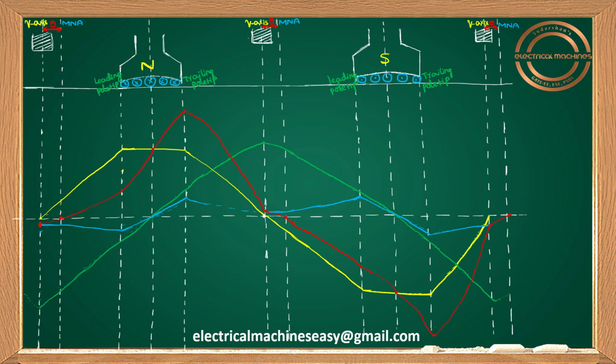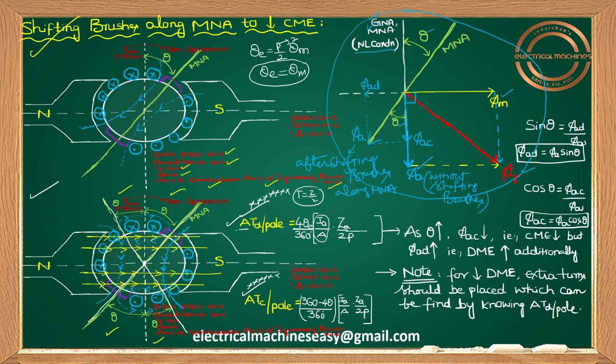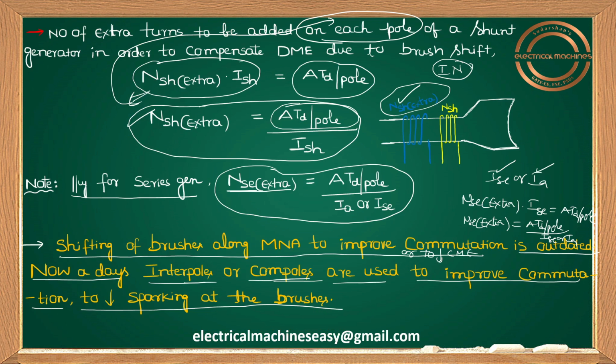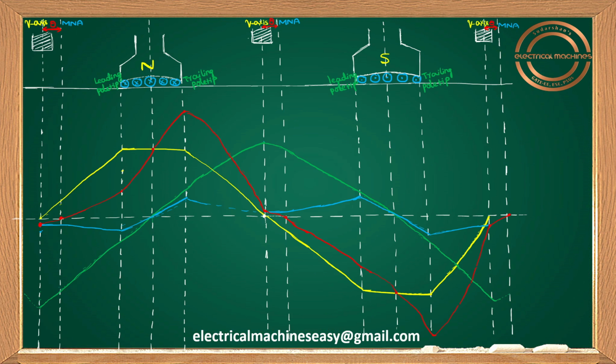After explaining that portion, I think we can go for interpoles and compensating winding. I told you already, compensating winding is used to reduce the DM effect. Interpoles are used to reduce CM effect. Okay, we'll see that. But in this session, in addition to shifting of brushes along MNA, let me see waveforms here.